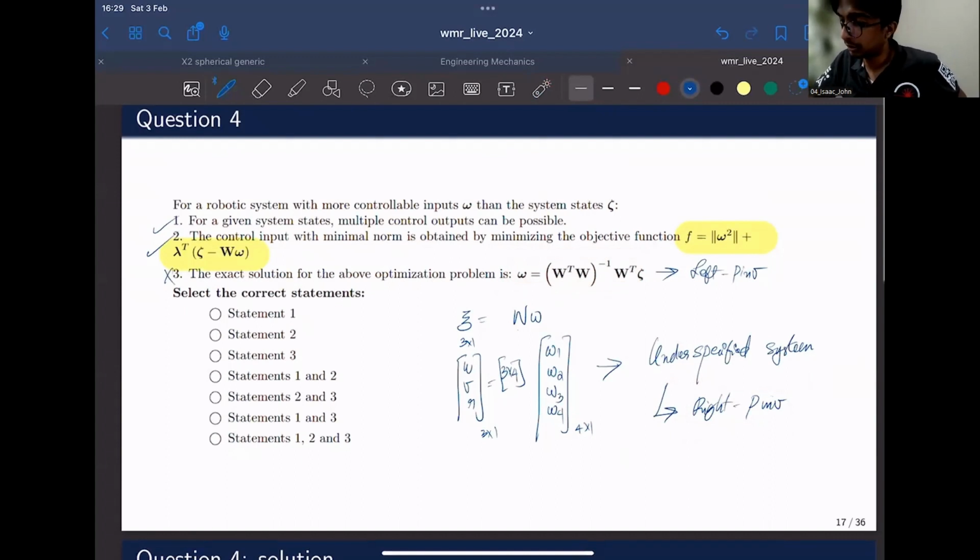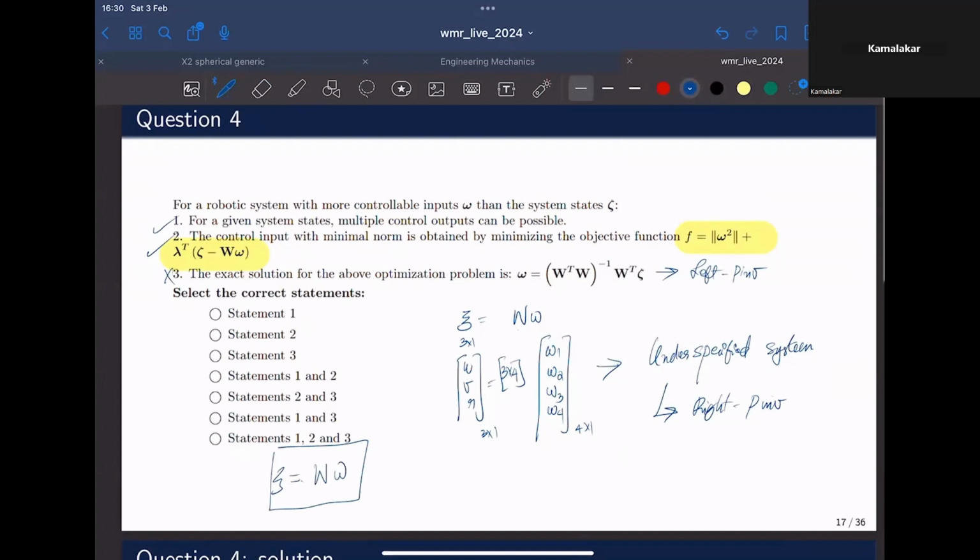Sir, even if it is a right pseudo inverse, the word exact may not be right because you're saying some norm has to be minimized. It will just be a solution, not an exact solution, even if it is a right pseudo inverse. Okay. It's still an exact solution, right? It's still an exact solution because you can still fully satisfy this condition, zeta minus W times omega. As long as you can satisfy this constraint, it's exact.